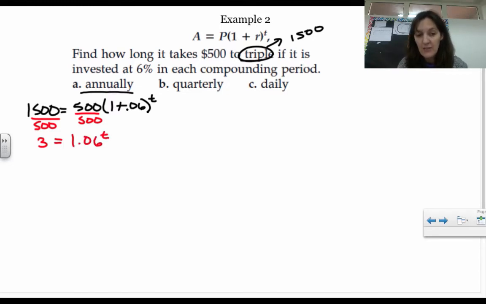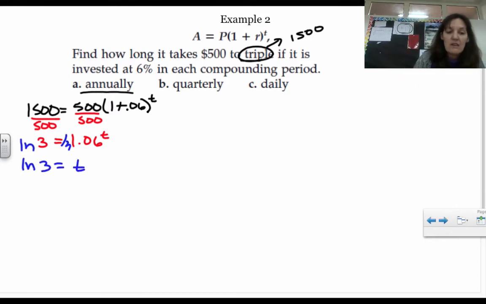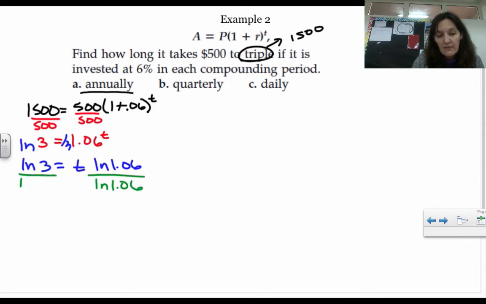Then I take the natural log of both sides. You can take the regular log too. You'll get the same answer. But I like natural logs. And natural log 3 equals t times the natural log 1.06. Divide by the natural log of 1.06 on both sides. And I put it in the calculator, and I end up with t equals 18.85 years. So that's how long it would take to triple.